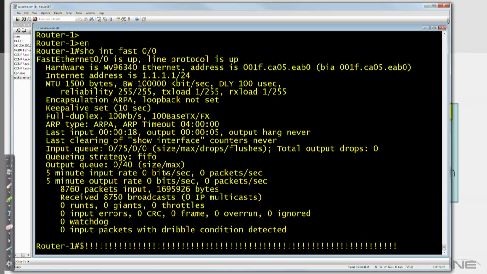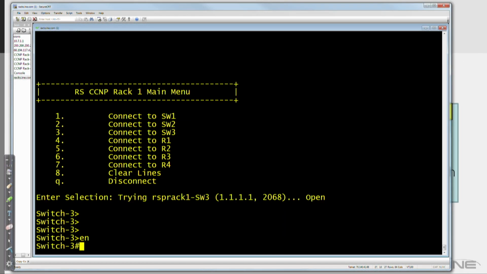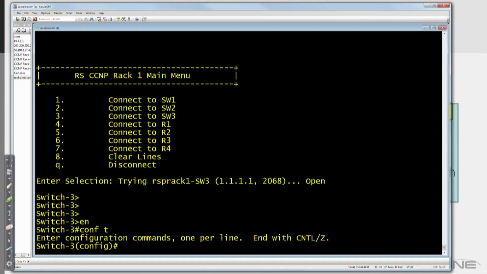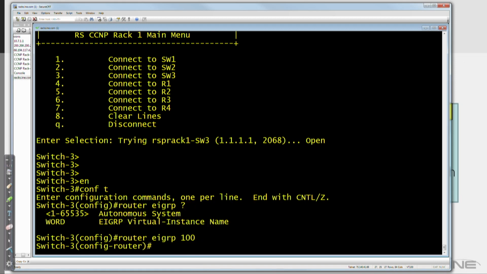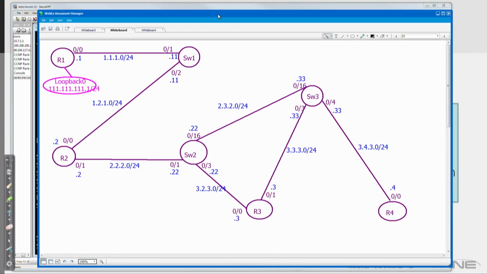Okay, so let's start with switch 3. And here we're going to see our first EIGRP commands. At the global configuration level, you just type router eigrp, and then you have to put your autonomous system number. Like I said, it can be any number you want as long as it's the same on all the routers. So I'm just going to use autonomous system 100. I'm just used to using that in my labs all the time. Now, just like RIP, I have to use the network statement. So I take a look at my topology diagram and I say, I want switch 3 to activate it on the 2.3.2 network. That'll have him start speaking here. And I want him to activate it on the 3.3.3 network. That'll have him start speaking on here.